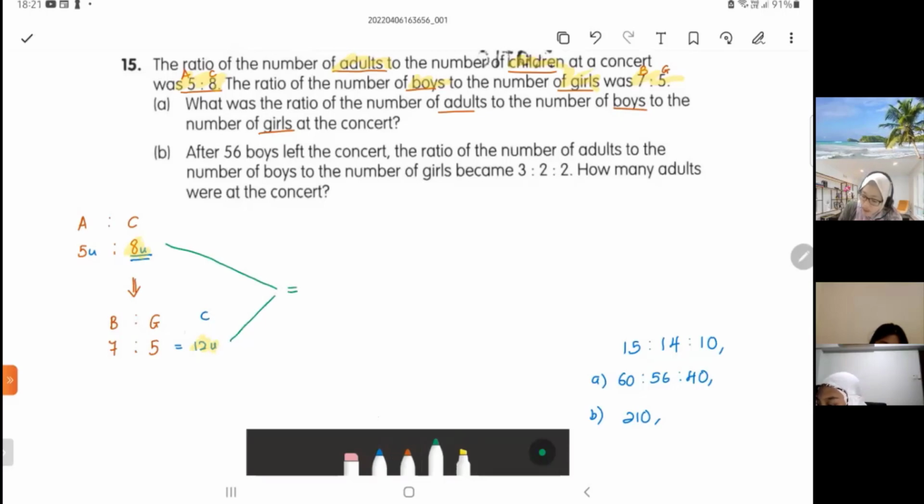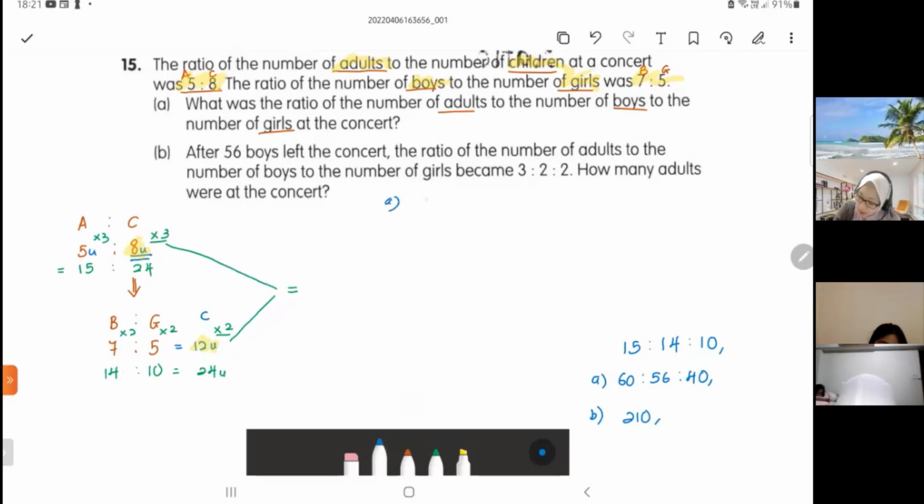Make them the same by making it into 24, times 2 and times 3. I times 3 here, here must times 3. I times 2 here, here must times 2, here must times 2, right? Equals to 15:24. Here is 24 units. Here will be 14:8. 10.